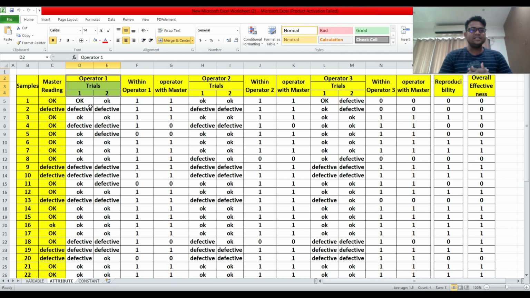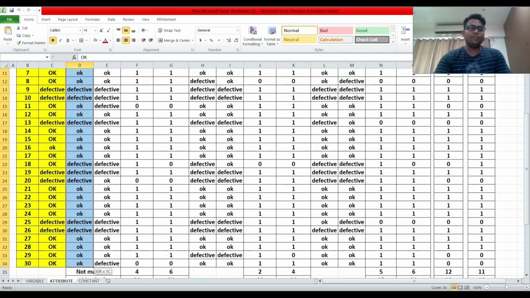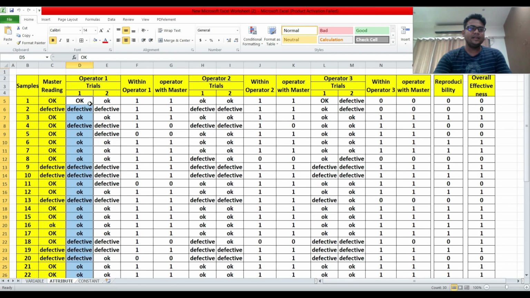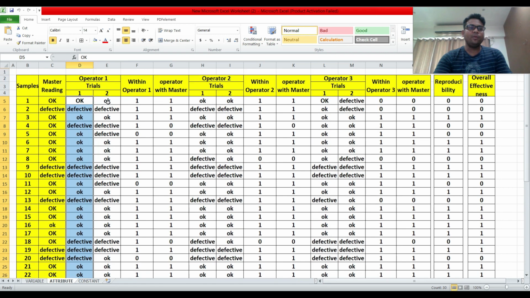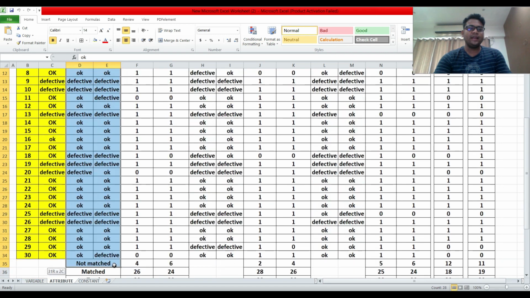Guys, you can consider 3 trials also. 2 or 3 is the best. So here for simplification I have taken only 2 trials. So in the first trial, here I have written the product results of operator 1: how many times he told okay as okay, not okay as not okay. So here his result has been written. So for operator 1, you have to write the second trial here.